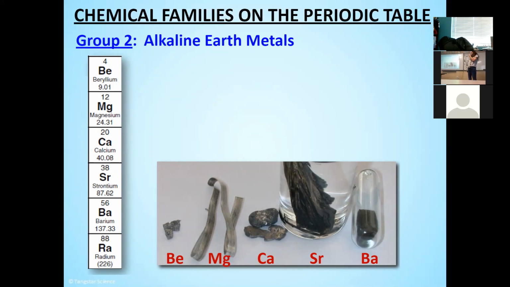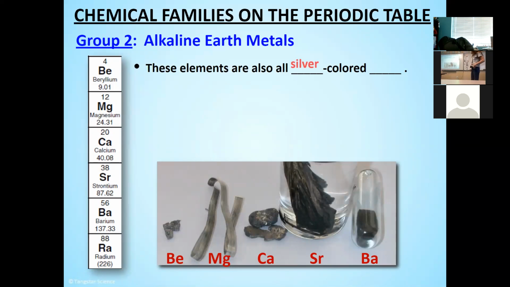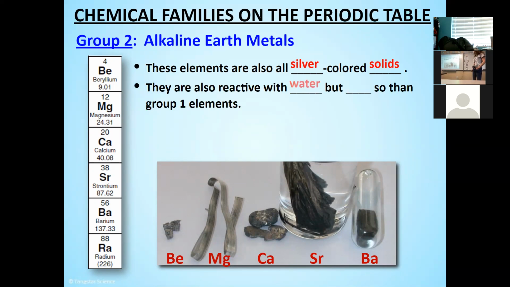Like beryllium there, when it gives away 2 electrons, that's half of its electrons. That's kind of a big deal, right? It's still going to do it, but it's not going to do it super cheerfully. Does that make sense? These elements are silver colored and they're solid. They're reactive with water, but less so. They're not quite as reactive because, like I said, getting rid of two electrons is a little bit bigger of a deal. They're not going to be like, woo, take my electrons.